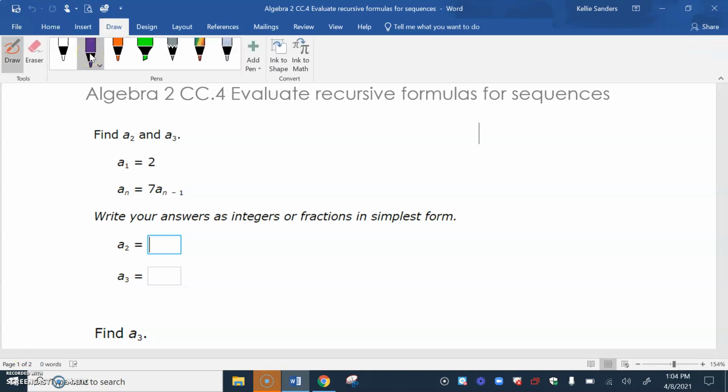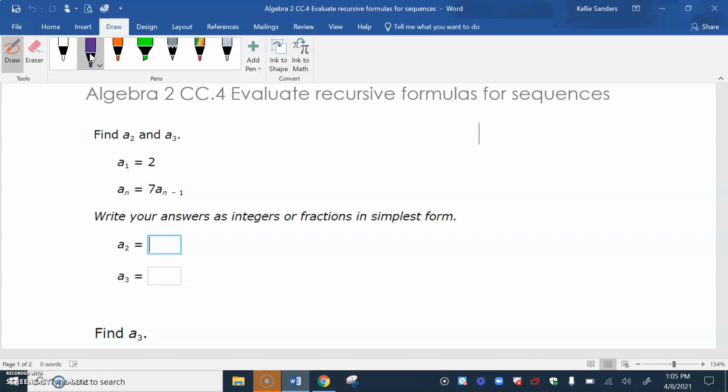CC.4, evaluate recursive formulas for sequences. What a recursive term or sequence is, there is a pattern, but most of the time it's going to be kind of harder to see them than the arithmetic or the geometric, because you're not just adding the same number or multiplying the same number every single time. You're using the previous answer to get the next answer.